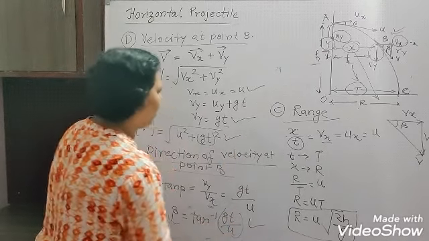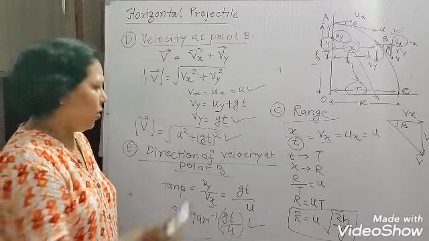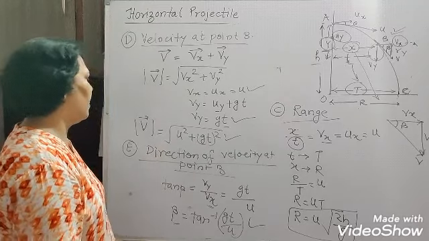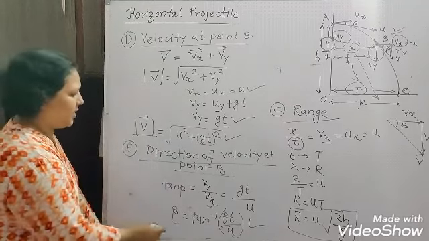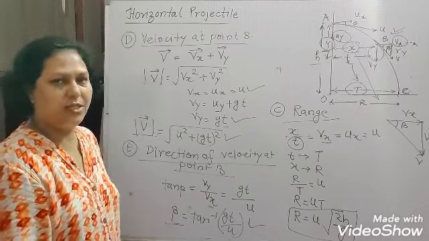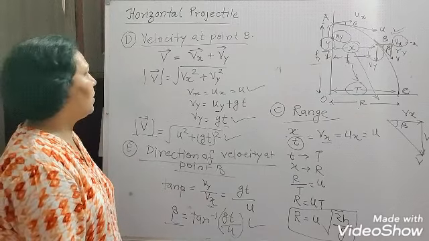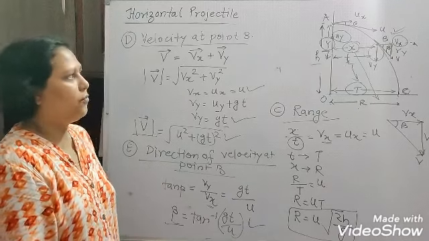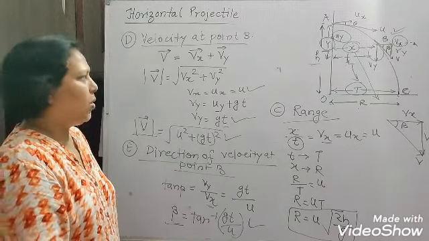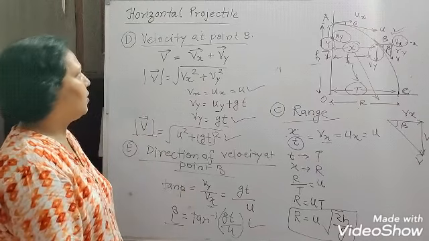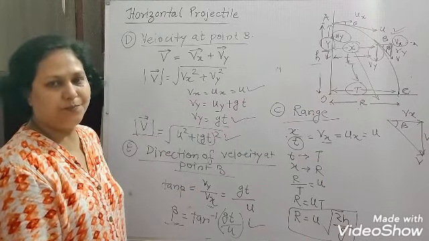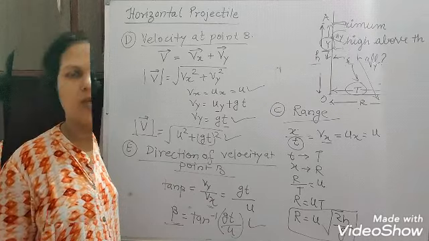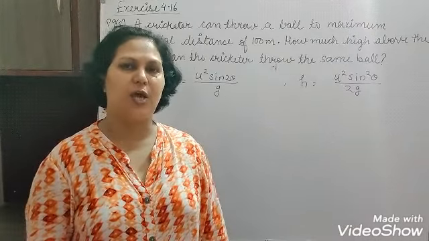For any value of t, you can generalize this, or you can just take out the value of the magnitude of the velocity and the direction of the velocity. So this is all about the horizontal projectile. Whatever terms we have calculated for the oblique projectile, all these terms we have calculated for the horizontal projectile also. We will see some questions now.